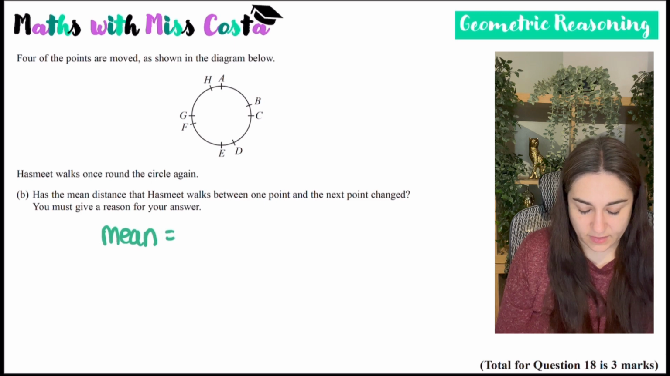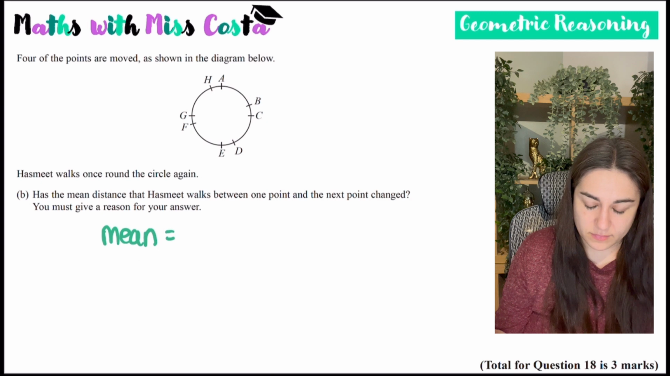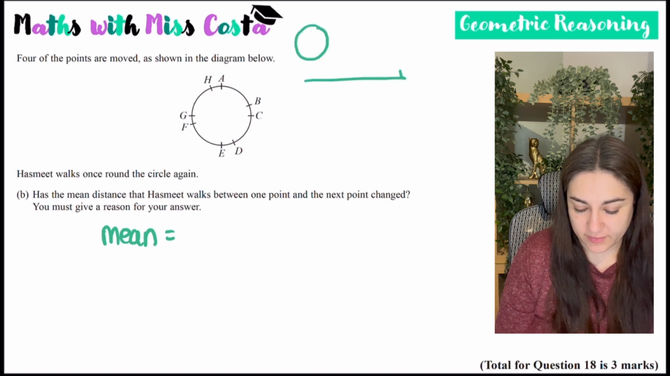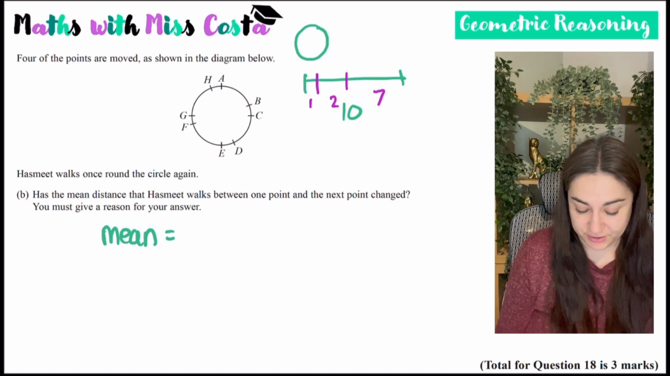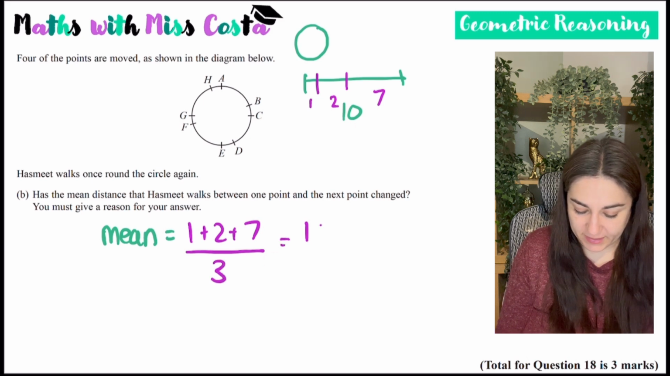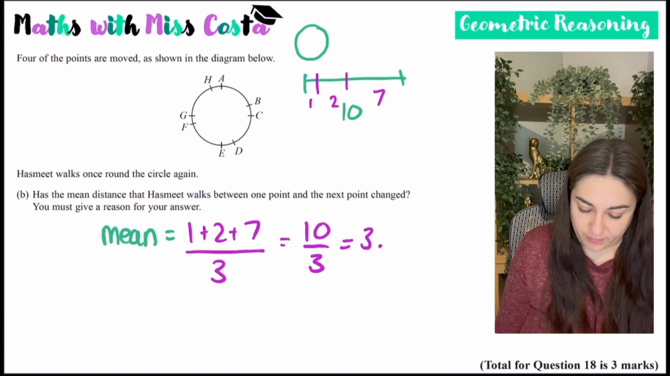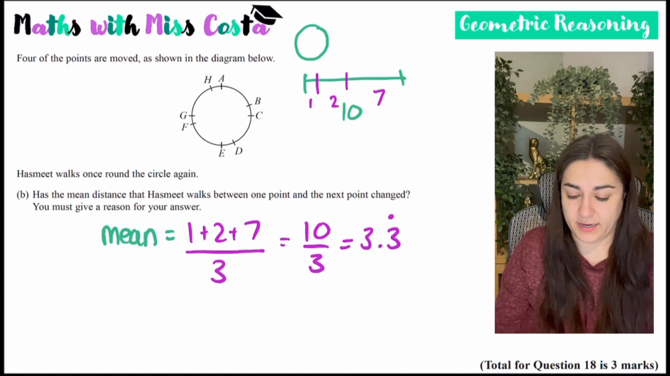The mean, if I just had some normal values, so let's say she walked along a line that was 10, and let's say it had 3 points, and originally there was a distance of 1, a distance of 2, and then a distance of 7. How do you work out the mean? You add all the values together and you divide by how many numbers there are. So in this case, it would be 10 divided by 3, which is 3.3 recurring. So that would just be an example.